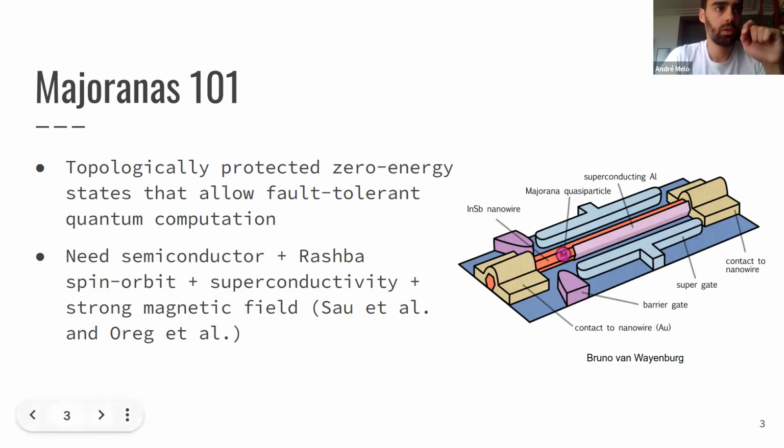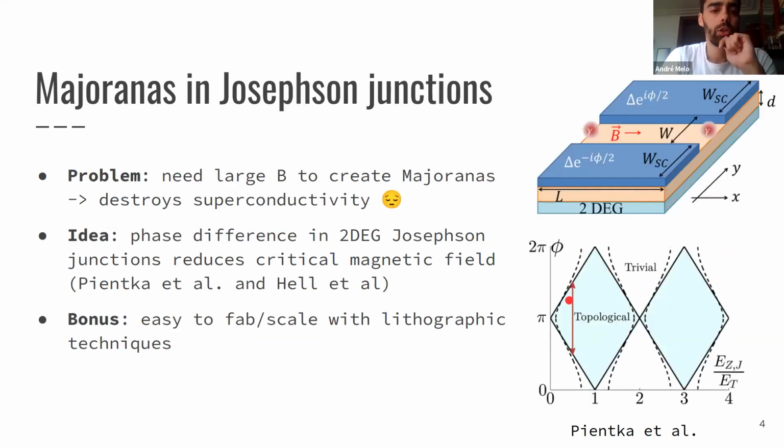Let me turn on the laser pointer. There's typically an aluminum sheet attached to the wire that induces superconductivity in it, and also some electrostatic gates next to the device that allow tuning the density of states, or I should say the electronic density, and other gates that allow tuning tunnel barriers and performing transport spectroscopy. So this is the most common architecture, but there's another popular one, which instead relies on Josephson junctions.